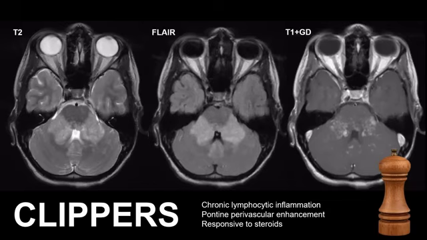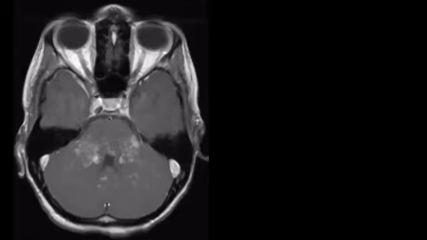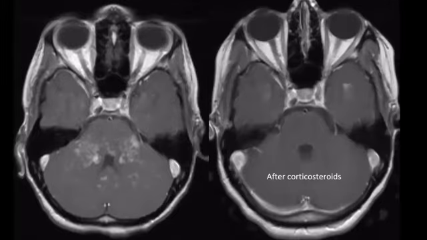which is a chronic inflammatory disorder characterized by lymphocytic infiltration and inflammation, typically with perivascular enhancement, so the dot-like perivascular enhancement at the brainstem, the pons, that, as you know, responds extremely well to steroids. So this is the image before steroids. This is a couple of days after the initiation of treatment with steroids. So, okay, CLIPPERS, also a rare disorder, but with a very characteristic imaging pattern.